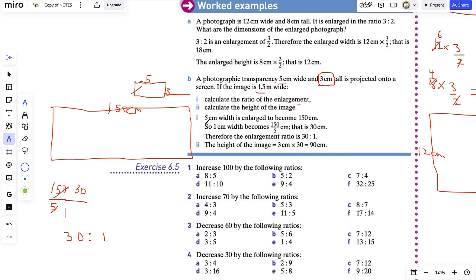To know the height of this image, you say this 3 centimeter multiplied by your ratio. So you say 3 times 30, you get 90. So here will be 90 centimeter. If you want to change that to meter, you can divide each side by 100. Is that okay? So that's how we got 90 here, 90 for the height, because once you get the ratio, you use the ratio to multiply the side. That's it.